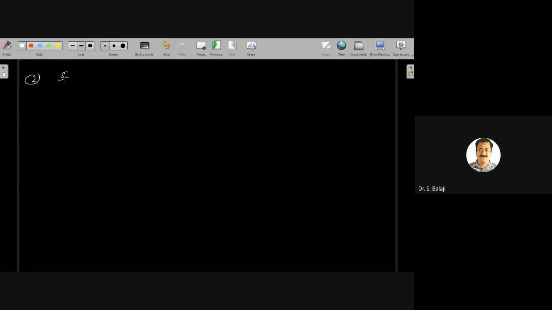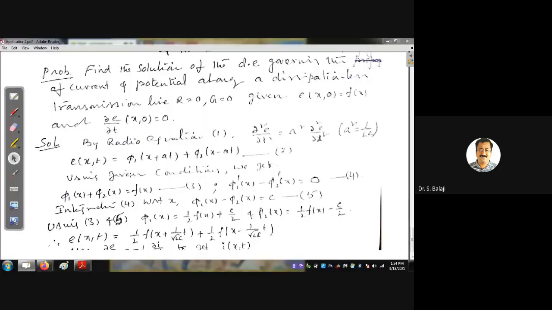The second problem: since R is equal to 0 and G is equal to 0, we have the radio equations. First consider this one, find rho, and then you can use the relationship between V and I. Del square rho by del x square.